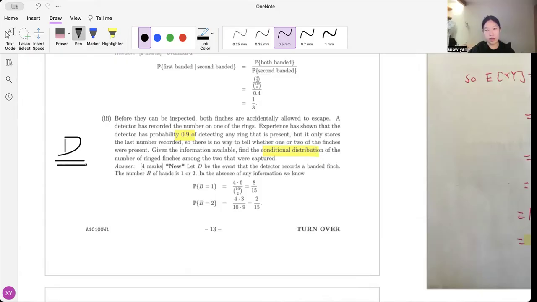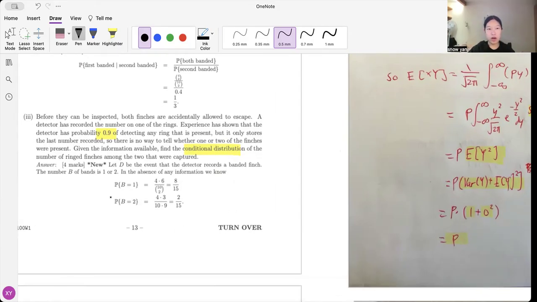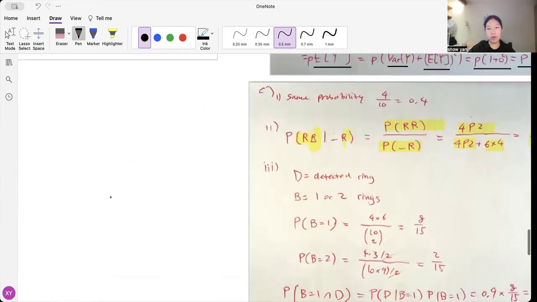It would be 1 minus 0.1 times 0.1, because the only case where the detection would be a false alarm is if both of the rings weren't detected, which would be very low. So that's a catch that I found. Now we'll walk through how I would solve this problem.